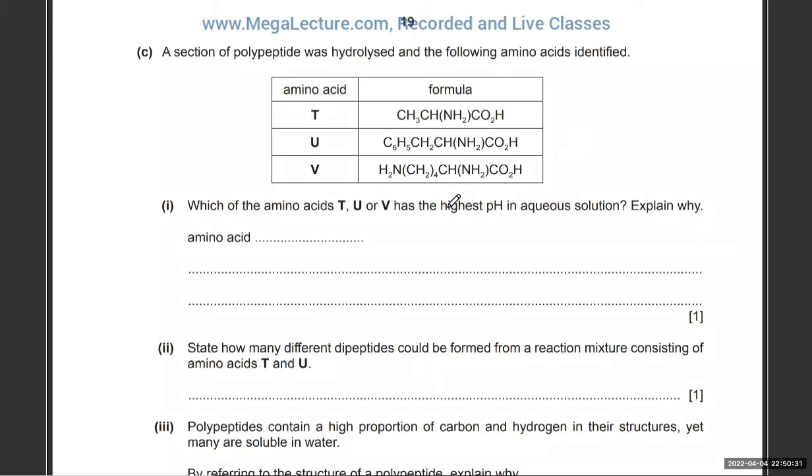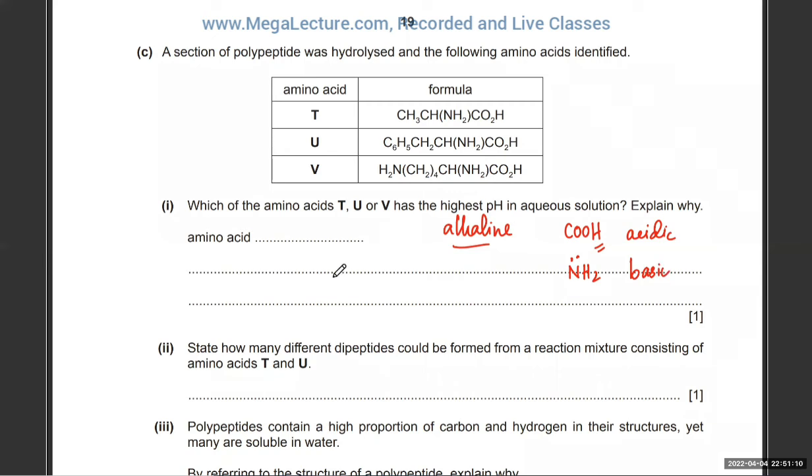Okay, let's start with the first thing. Which of the amino acids D, U, or V has the highest pH in aqueous solution? Highest pH means it should be alkaline, right? So which one is alkaline? Remember, the carboxylic acid group is acidic. Why is it acidic? Because it's capable of losing H+. The NH2 group, on the other hand, is basic, as we did in the comparison of acids and bases. It is basic because it's capable of accepting H+ ions.